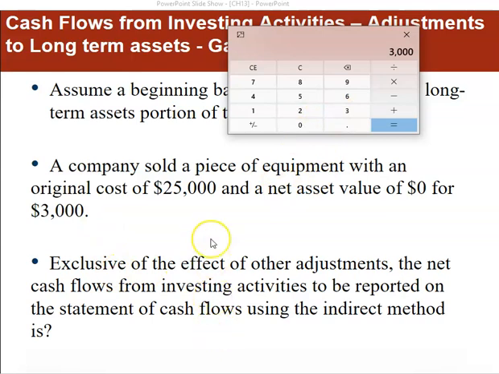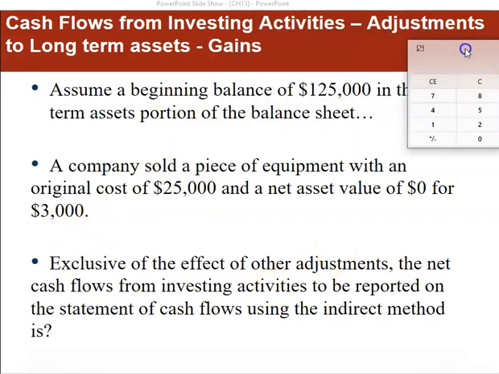That's it. We sold a piece of equipment for $3,000. That is a $3,000 inflow from investing activities. That's all we have to consider, the amount of cash that we got. If we spent money, the only thing we have to consider is the amount that we spent. In this case, we got $3,000. That's the answer. That's all there is to it.